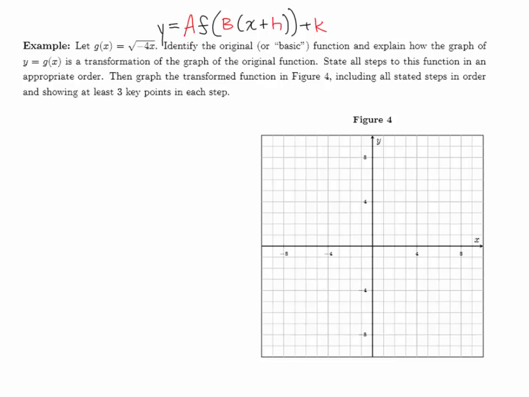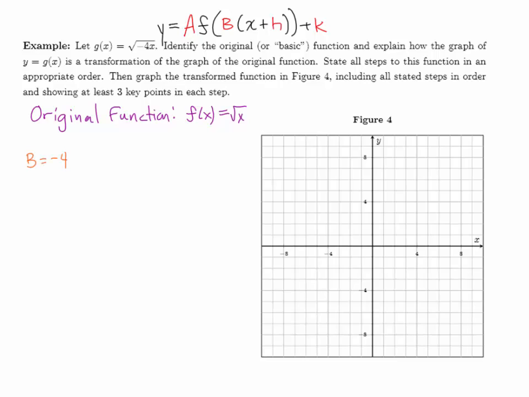So to start, let's identify that original function. We're looking at the square root of negative 4x, so the most obvious choice of those basic functions is that our original function is going to be the square root function. So that'll be defined by f of x equals the square root of x. And then as far as what transformations have happened here, we can see I have the main form of our transformations above, and because we have a negative 4 inside that square root, we're looking at having a b value of negative 4.